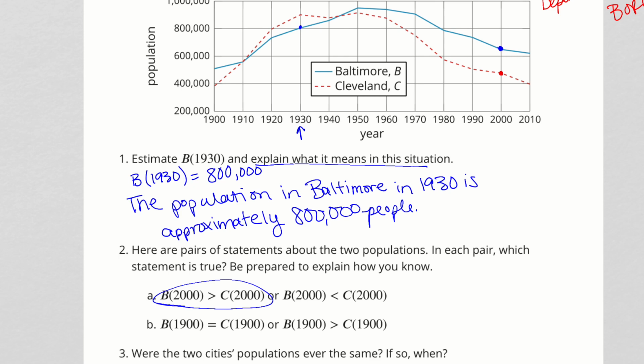So let's look at 1900. We have Baltimore in 1900 here, and Cleveland in 1900 here. Are those equal? No. Is there any point at which the populations are equal? 1910. Where else? Between 1940 and 1950. Yeah. Excellent. So is the population of Baltimore greater than the population of Cleveland in 1900? Yes. All right.